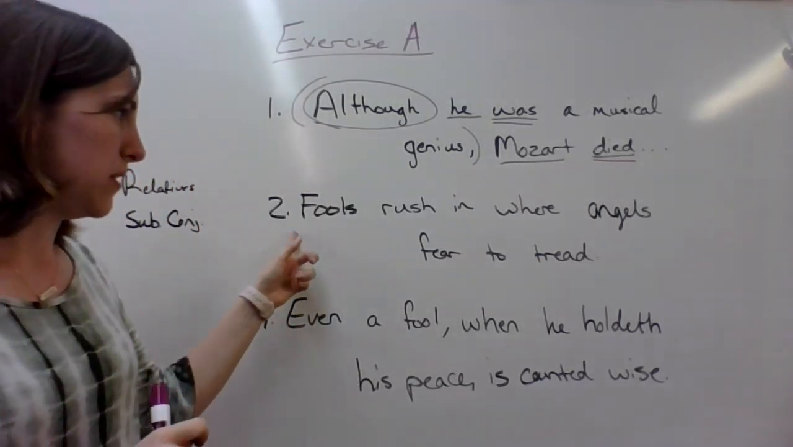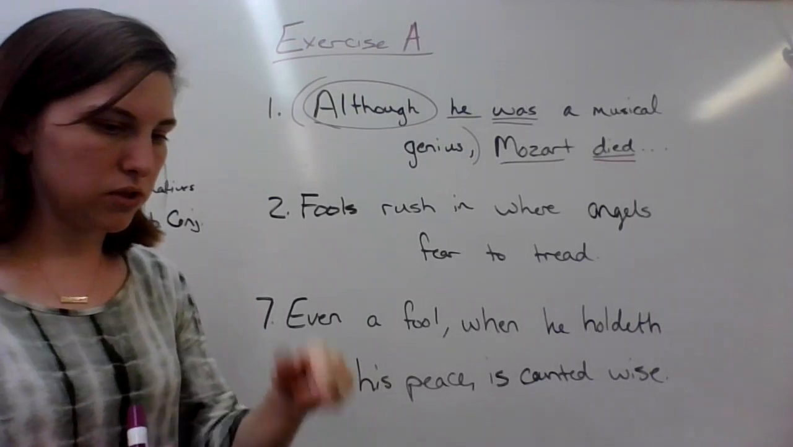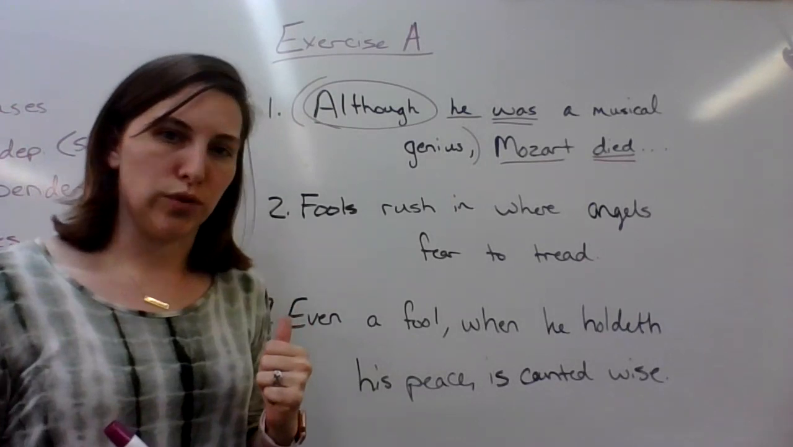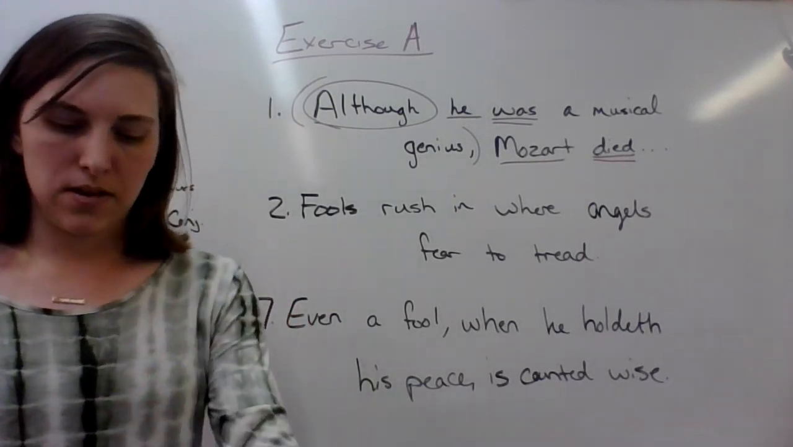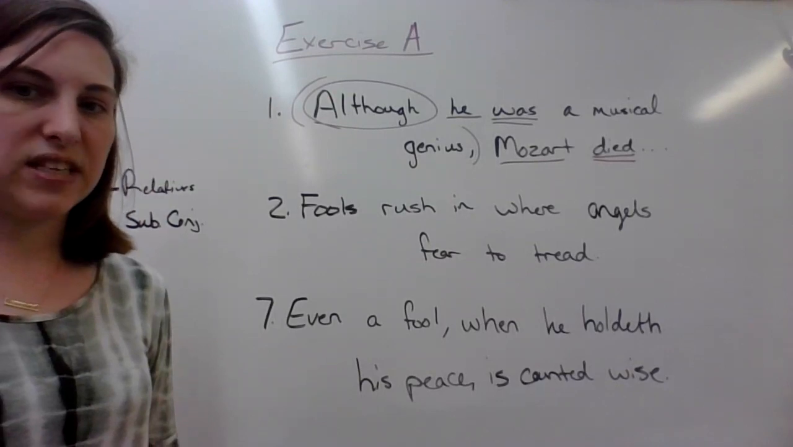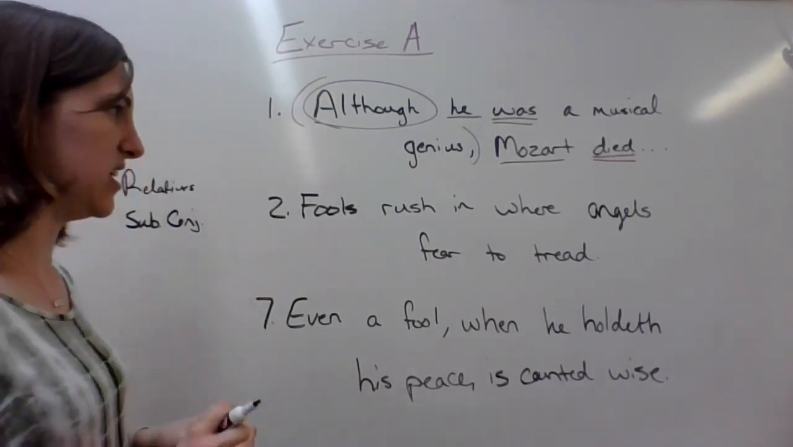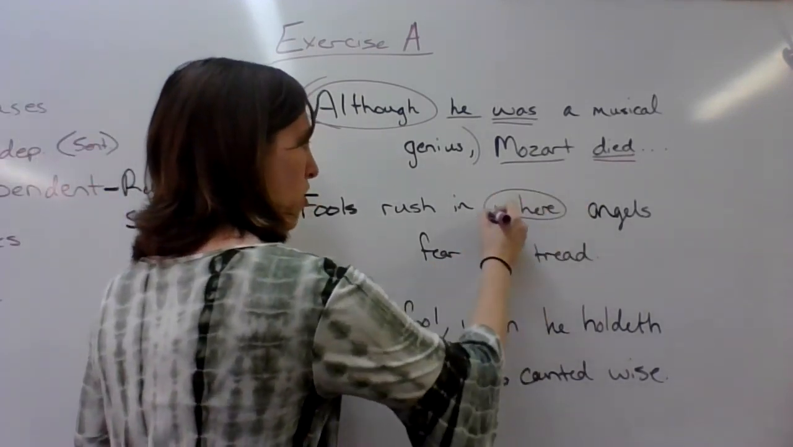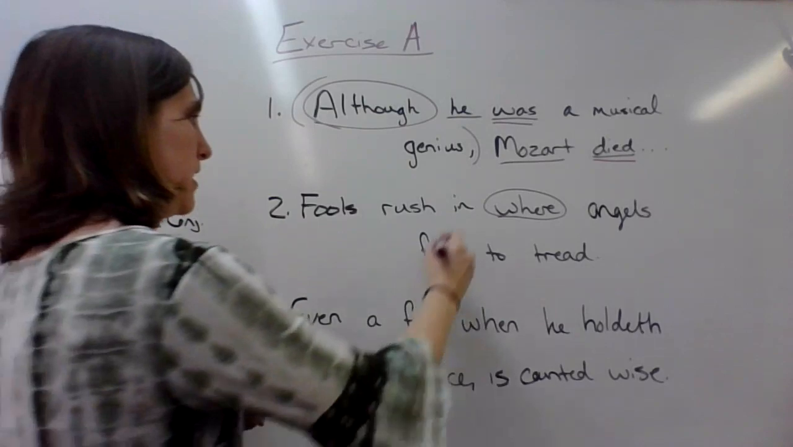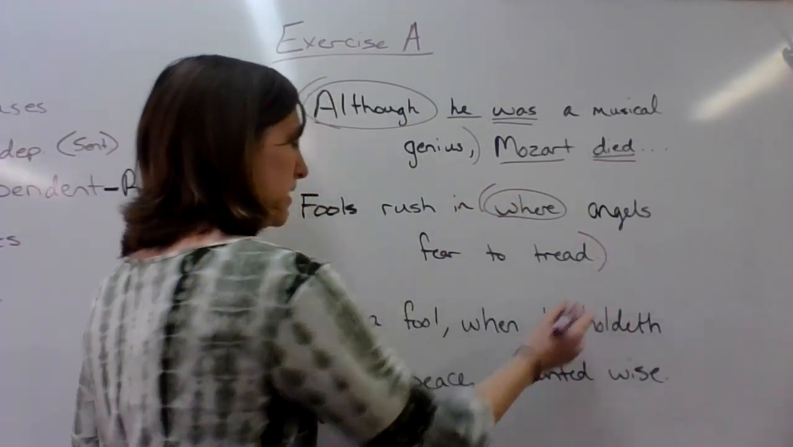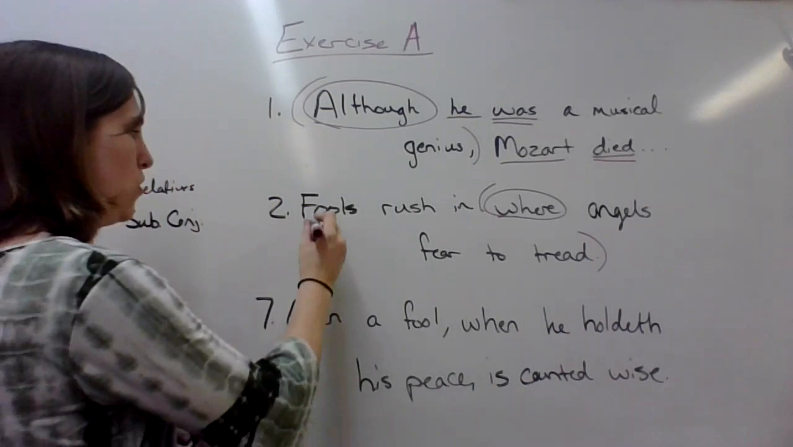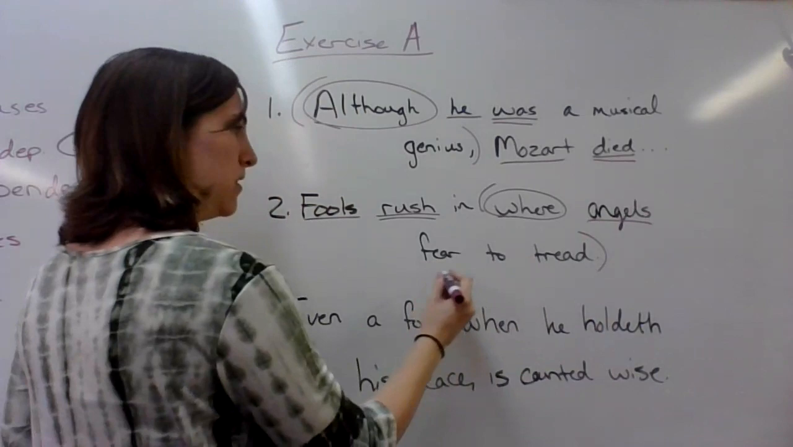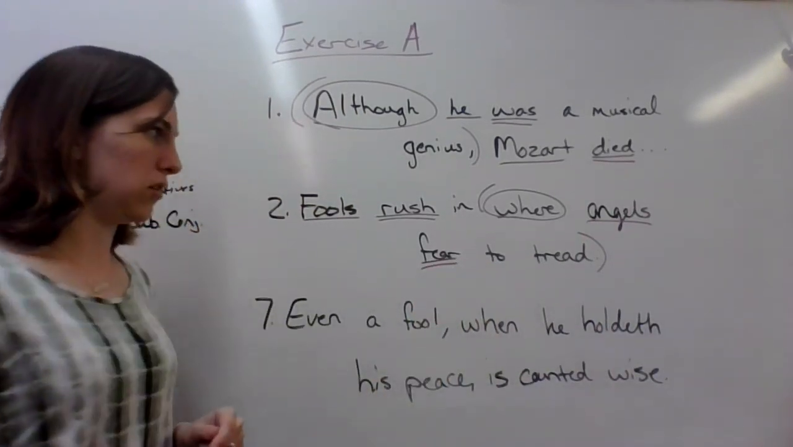Okay. Number 2. I got this whole sentence on the board. Look in your book. Look up on the board. Fools rush in where angels fear to tread. Take a second. Look at your list. Where do you see the introductory word, the subordinating conjunction? It is this word right here, where. Okay? So you would put parentheses around this part of the clause just to show you we have a subject and verb on the outside, and we have a subject and verb on the inside of the clause.